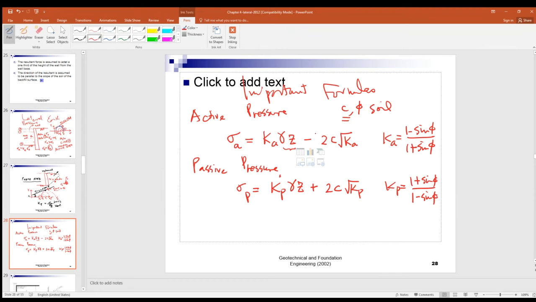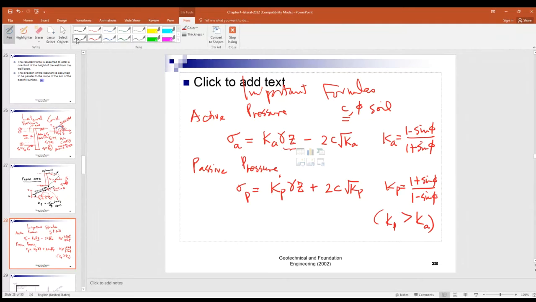Active pressure equals Ka times gamma Z minus 2c square root of Ka. Remember, active pressure is smaller, passive pressure is greater. What's Ka? 1 minus sine phi over 1 plus sine phi. Again, this is smaller compared to Kp, which is 1 plus sine phi over 1 minus sine phi. So Kp is always greater than Ka. And for the passive pressure formula, remember this should be plus, not minus.